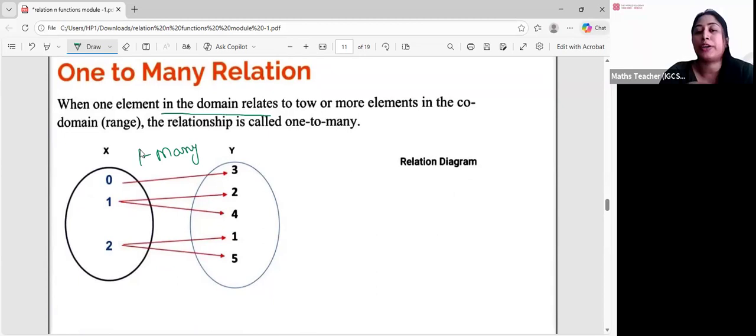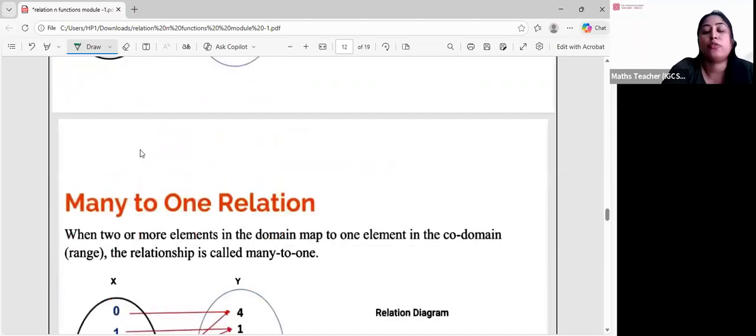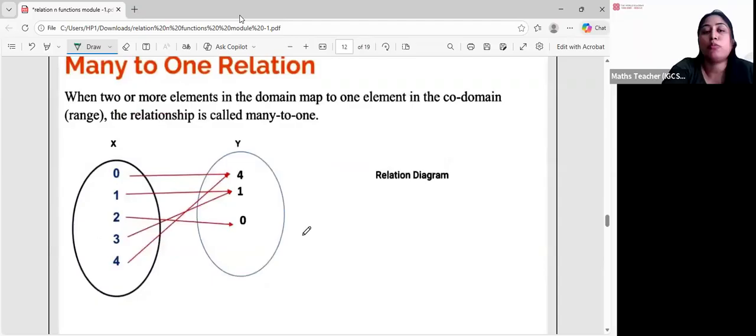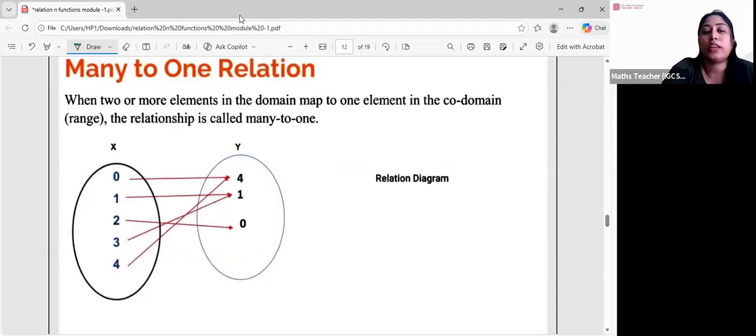Okay. So next we have many to one. When two or more elements in the domain map to one element in the codomain. See, two or more elements. So zero is also related to four, and four is also related to four. So two or more elements are related to only one. As the name says, many to one. So many from the domain are related to only one in the codomain or range. Correct. So we call such a type of relation many to one.